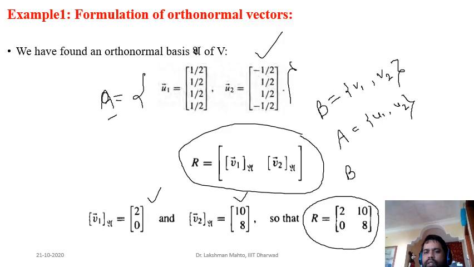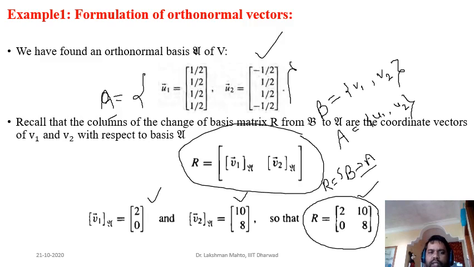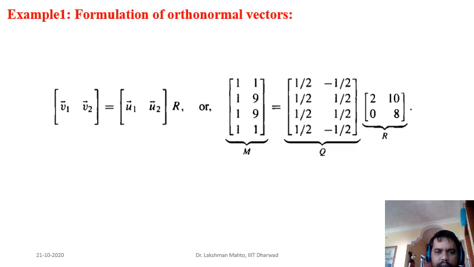Now, in that process, we get a matrix R. This is the change of basis matrix, from where to where? From B to A. Our old basis was B, the new basis is the orthonormal basis A. So this is the change of basis matrix. Now we can see further. For V1, we had already seen that the coordinate of V1 with respect to the new orthonormal basis was (2, 0).